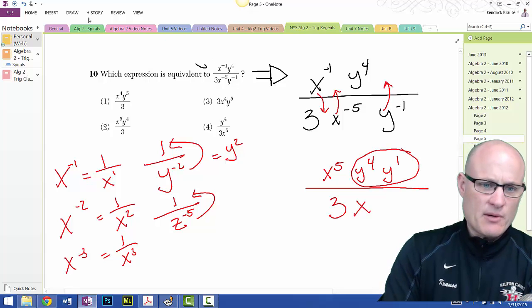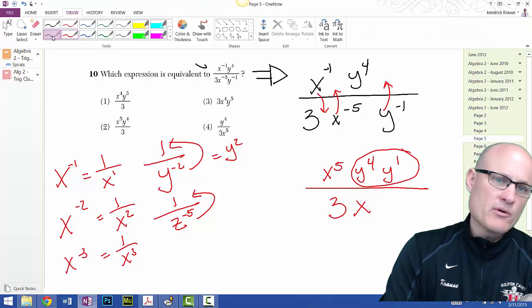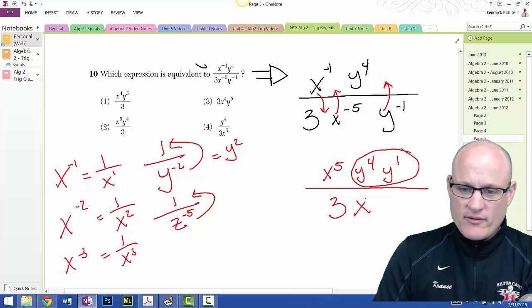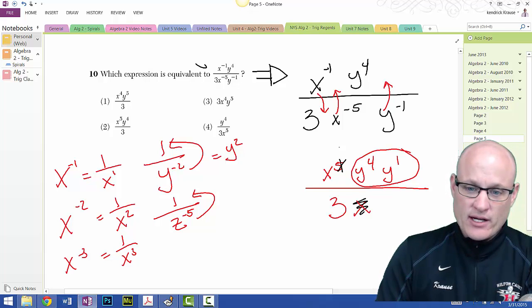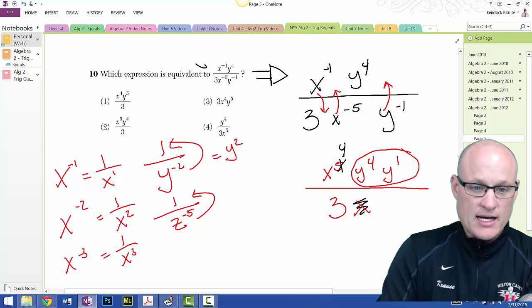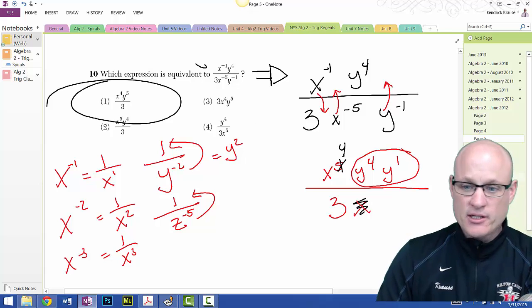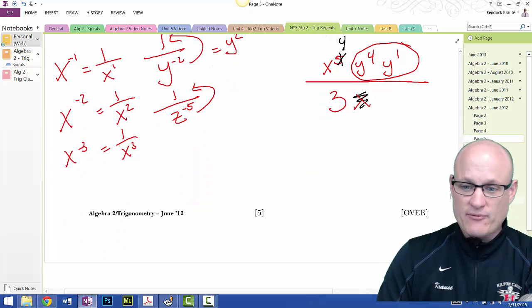Now here's what I've got to remember to do. Briscoe, I'll be right with you, buddy. I'm going to get rid of this x, and one of these x's. That leaves me x to the 4th. So I have x to the 4th, y to the 5th on top, all over 3. All right, kids, we've got like four problems left, right?